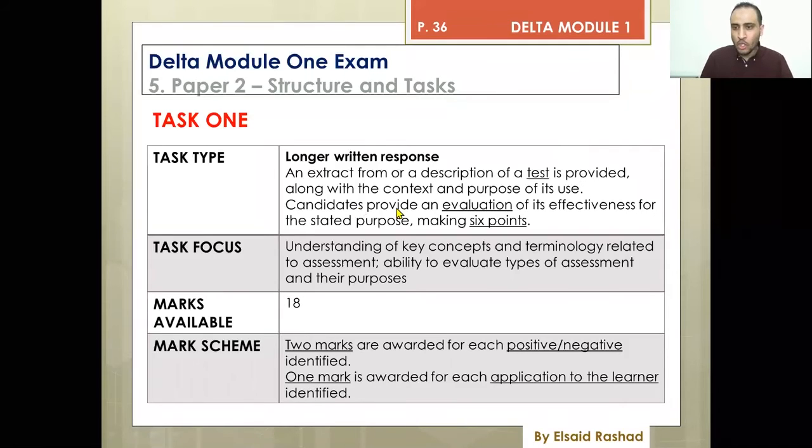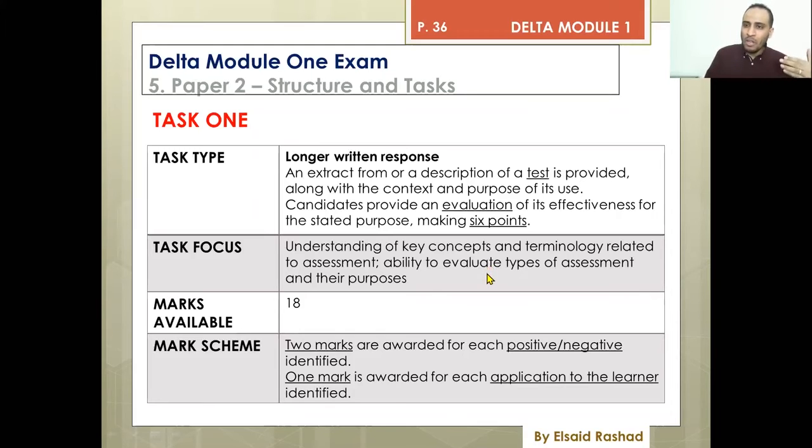about the test. So you need to show good understanding of the terminology related to assessment, testing concepts. Here in this task, you should be awarded 18 marks. 2 marks for each positive or negative point, and 1 mark for something which is called application to the learner. Application to the learner. This means how this is going to affect the learner positively or negatively. So 2 marks for each positive or negative point, and then 1 mark for each application to the learner.